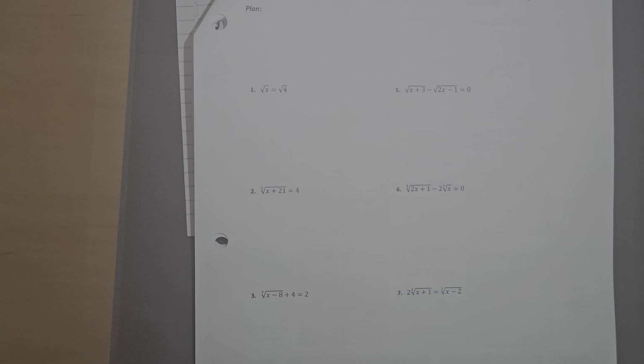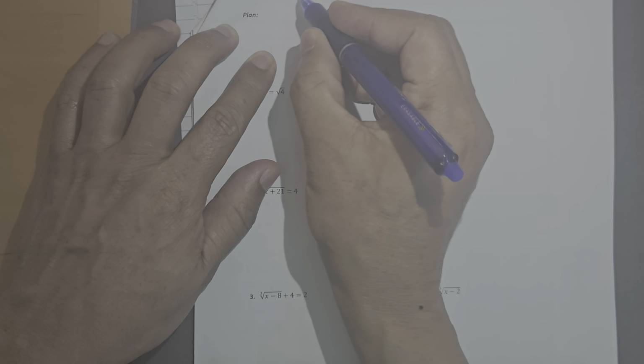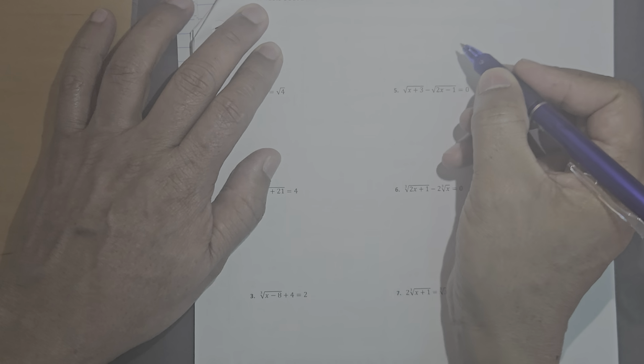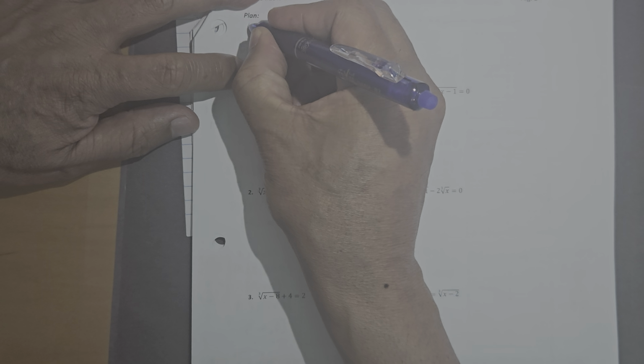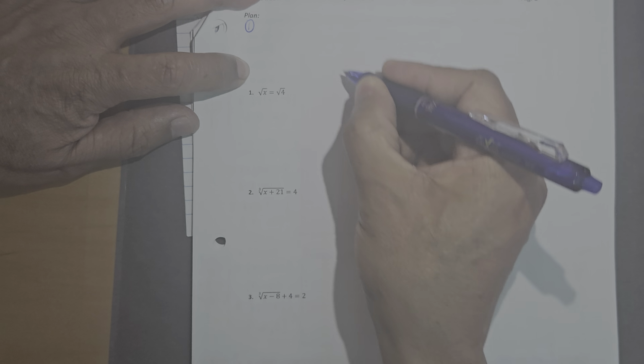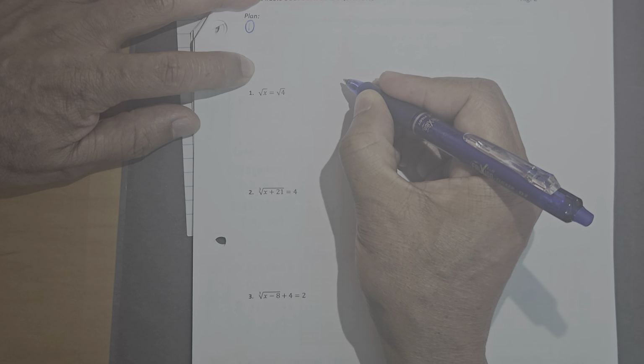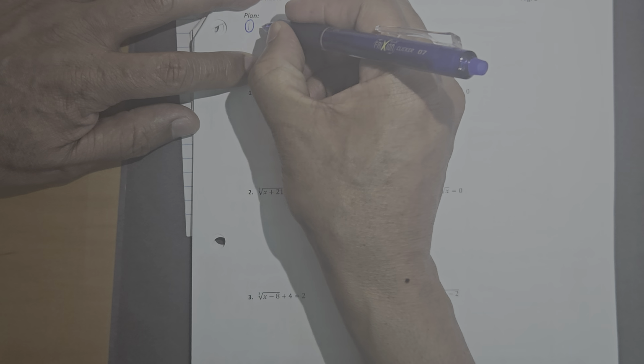All right. So this lesson will teach you how to solve radical equations. And the plan for this is I'm going to give you 3 steps that we follow. So we have done this before, okay? But now this is going to apply to any radical equation.